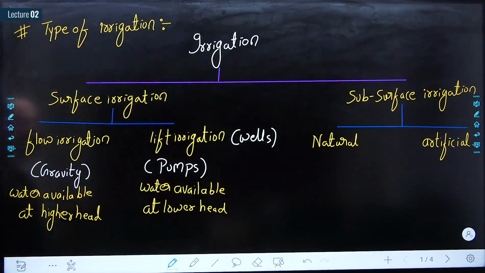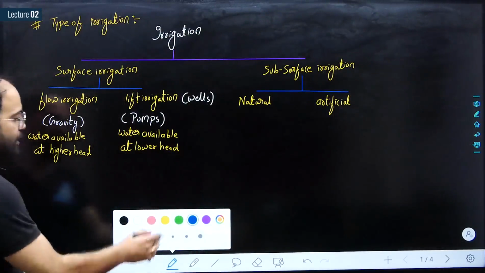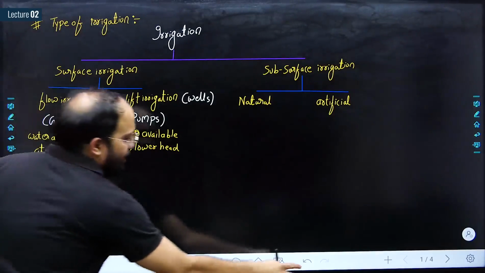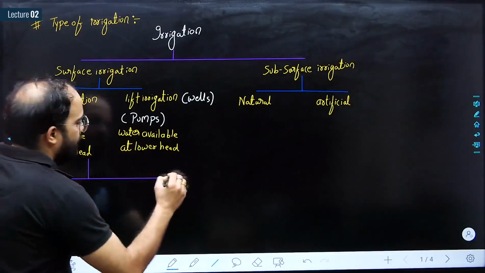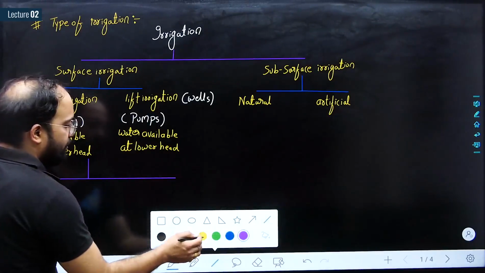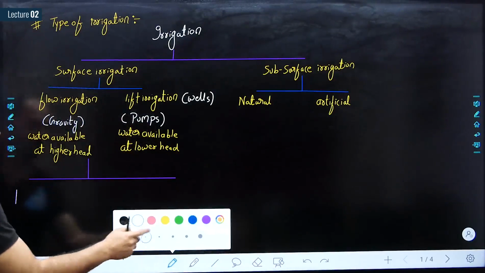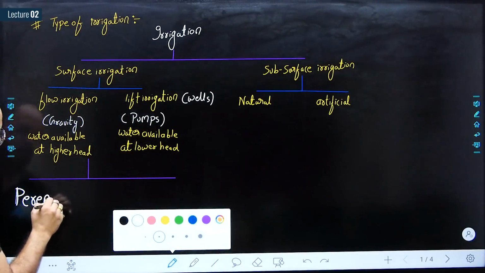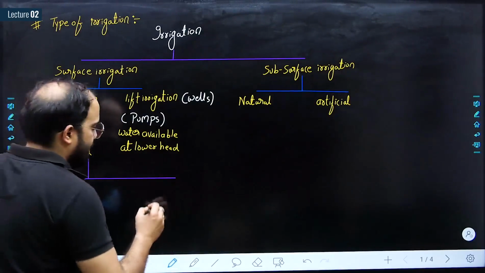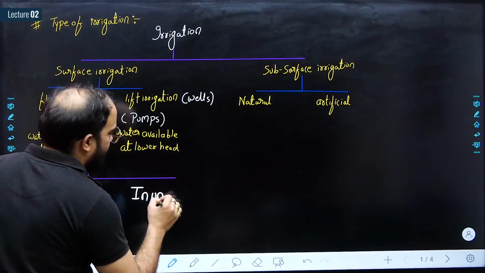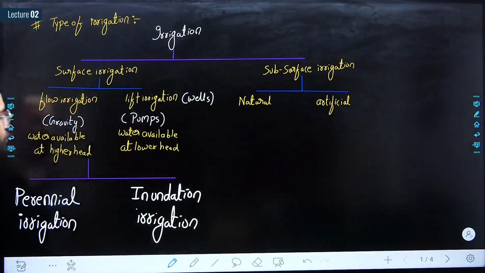So I hope this is clear, what is flow irrigation and what is lift irrigation. Now I am going to discuss that there are two types of flow irrigation. What are they? We have perennial irrigation, and next is inundation irrigation. So in flow irrigation also we have two types, perennial and inundation.